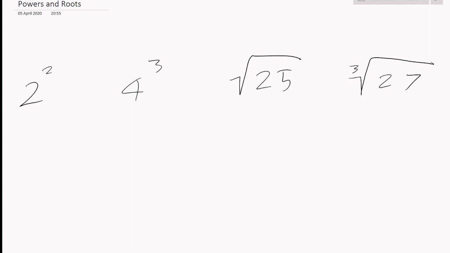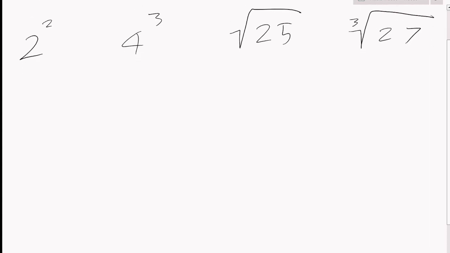We've got a big 2 with a little 2 kind of above it to the top right. Same thing going on with a big 4 and a little 3. And then to the right of that, we've got the weird tick with a 25 underneath. And then the small 3 sitting on the weird tick with a 27 underneath. So let's start with the left 2. These are the notations for powers.